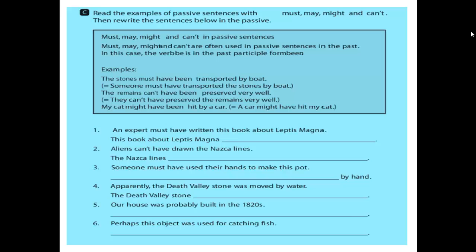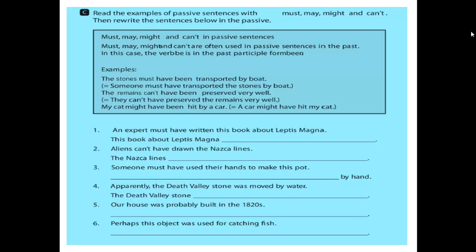An expert must have written this book about Leptis Magna. Here, this book about Leptis Magna. Think, I will let you think. Do you know the answer? Yes, excellent. Must. After must we put have, then been, past participle of be, and the verb 3 of write, written, and then we can add by an expert. So the sentence becomes: the book about Leptis Magna must have been written by an expert.